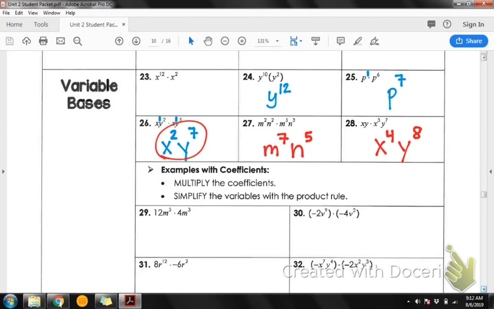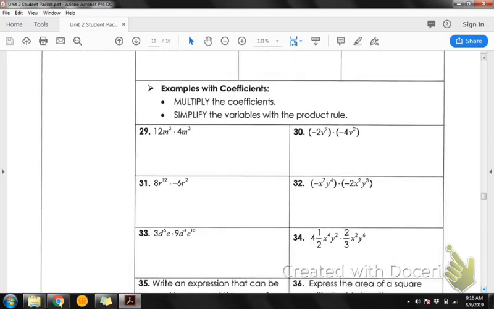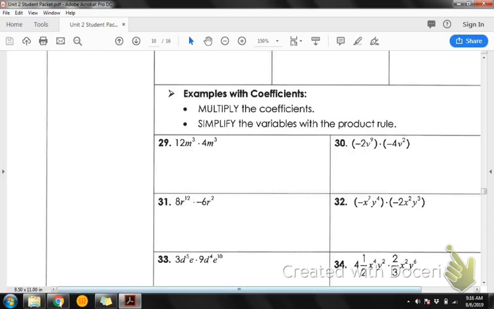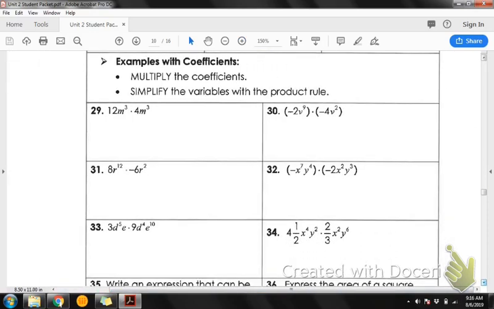You guys, you're going to be just fine. So the next thing is what happens when we have a coefficient. Remember, we've talked about coefficients. It's the number in front, right? That's what a coefficient is. It's the number in front. So when we are looking at our coefficients, we're on page 10, ladies. We're going to multiply the coefficients first.